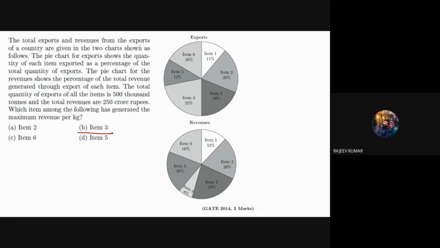The total exports and revenues from the export of a country are given in two charts. The pie chart for export shows the quantity of each item exported as the percentage of total quantity of exports. The pie chart for revenue shows the percentage of total revenue generated through the export of each item. The total quantity of export is 500,000 tons, that is 5 into 10 raised to 3... and the total revenue is 250 crore.